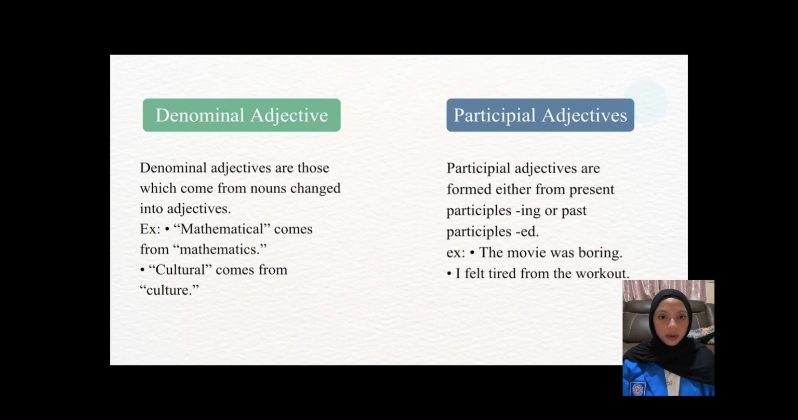Next, the nominal adjectives, adjectives that come from nouns. For example, mathematical from mathematics, cultural from culture. And then participle adjectives, adjectives from participles ending in ing or ed. For example, the movie is boring. I feel tired after the workout.